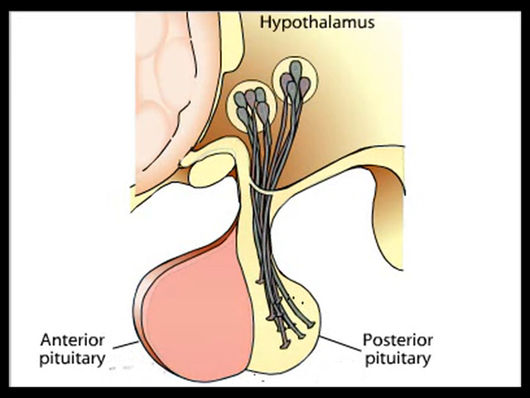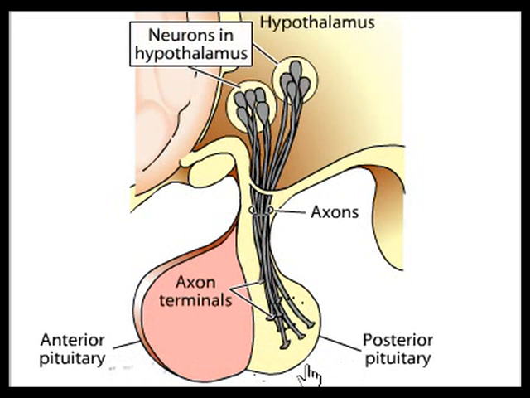Now, first let us look at the posterior pituitary. The posterior pituitary is called neurohypophysis because it has neural connections to the supraoptic and paraventricular nuclei in the hypothalamus. The nerve cells or the neurons are situated in the hypothalamus, and the axons traverse down and end up in the posterior pituitary.